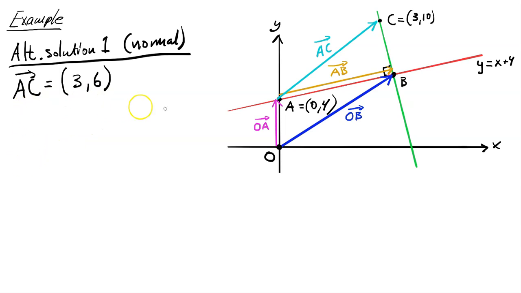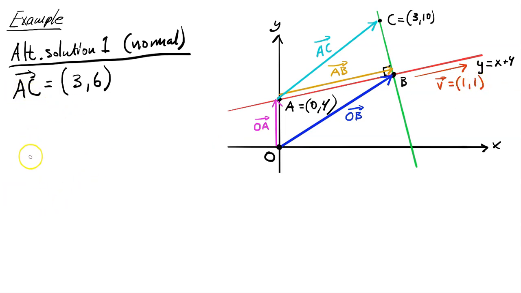Now we need to project AC on the red line. But how should we do that? Then we need a vector on the red line. And we can't take the yellow one because that's the one we're trying to find out. But we can just take any directional vector here on the red line. The most simple one is just to take this one, where the slope is just 1. So this one is 1, 1. So now we only need to project AC, this one, on V.